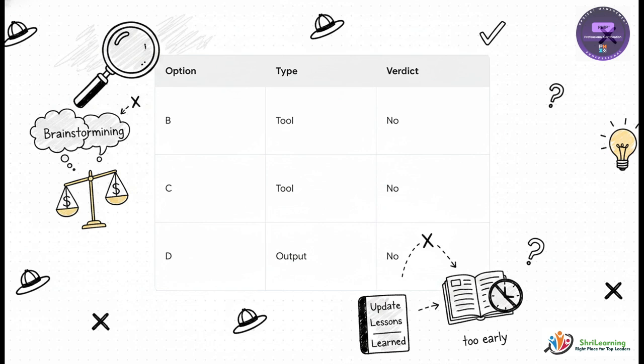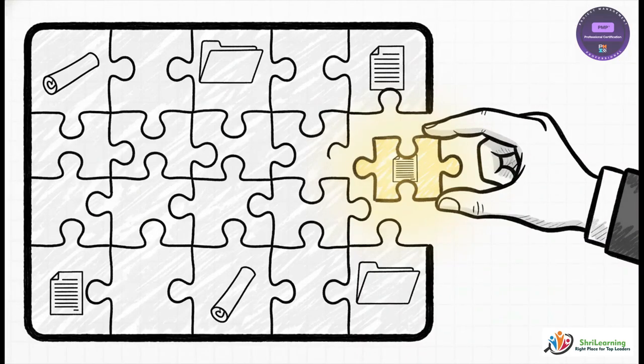And option D, update lessons learned. Updating a register is an output. We haven't actually done anything yet to learn a lesson from. It's way too early for outputs. Verdict? Incorrect. Which brings us to the only logical survivor of our little investigation.